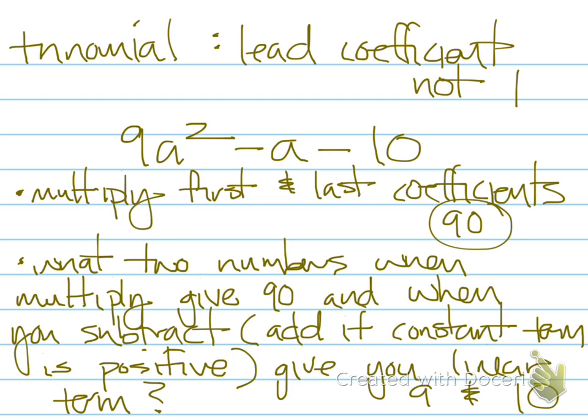And when we subtract them, because that last term, the constant, is negative, that's why we're looking for 2 numbers that we subtract to get the linear term or the linear coefficient. And then those same numbers we need to multiply in order to get that 90. So those 2 numbers are 9 and 10. 9 times 10 gives us that 90. And then 10 minus 9 gives us 1, which is the coefficient for that linear term.